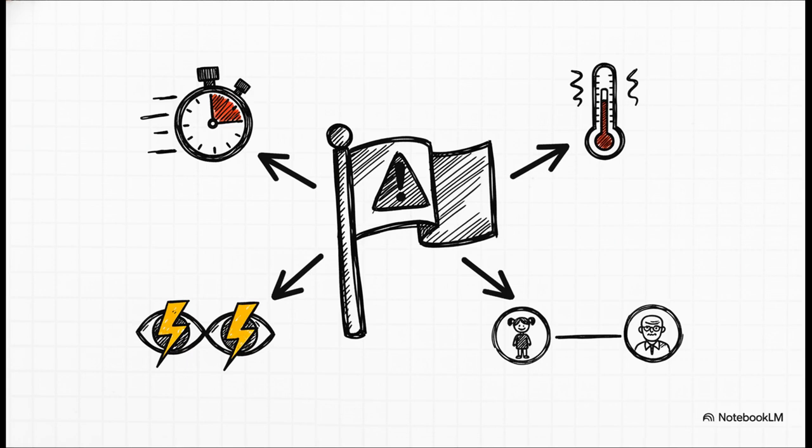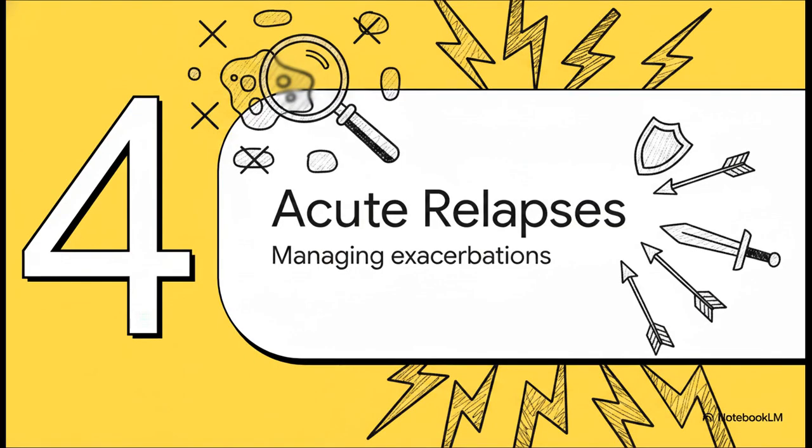And age is a huge clue here. If symptom onset is before age 10 or after age 50, it is highly atypical and absolutely warrants a deep dive for alternative diagnoses.